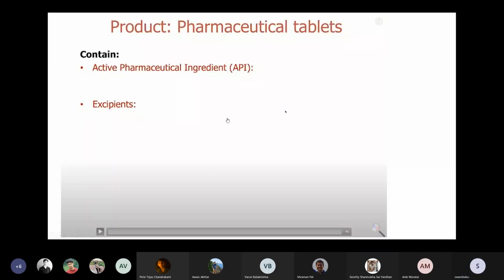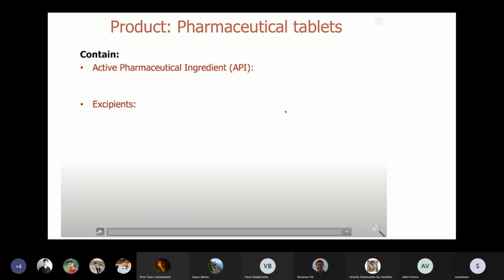So here, let's take an example of pharmaceutical tablets. Any pharmaceutical tablet you take will contain two ingredients. One is called the active pharmaceutical ingredient, commonly abbreviated as API. Another one is called excipients.